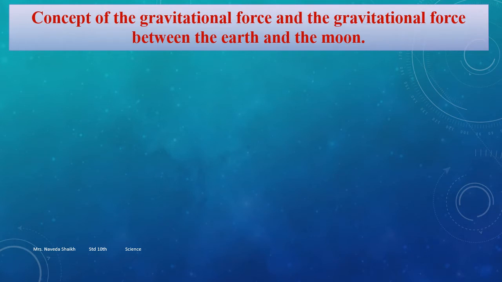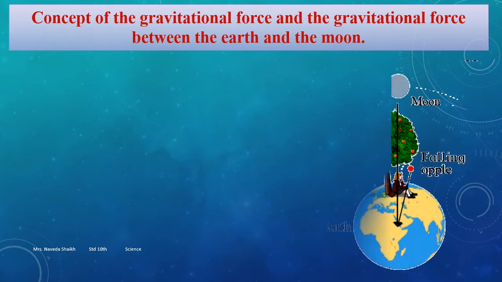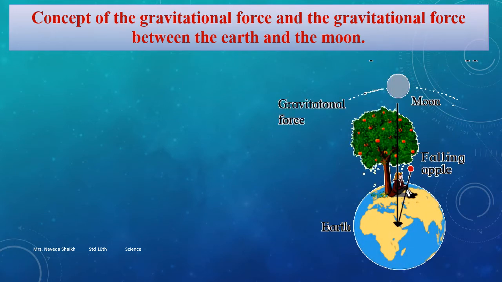Now, with this example that he had in mind, whatever Sir Isaac Newton observed beneath the tree, he came up with a concept of the gravitational force and the gravitational force between the earth and the moon. He was wondering, same way as the earth is trying to attract the falling apple towards its center, even the moon is going round and round. It doesn't go away, or travel in a straight line. It always moves in an elliptical orbit.